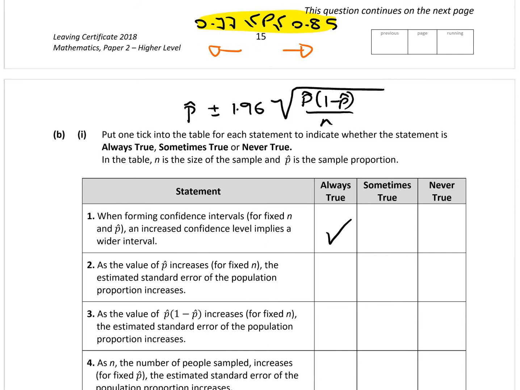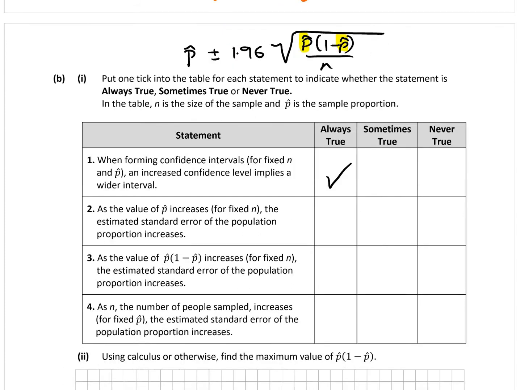As the value of p hat increases for a fixed number n, the estimated standard error of the population proportion increases. Well, we see the p hat is there. P hat is just the sample proportion. The sample proportion will sometimes change, but it won't always change, and it's not that it'll never change. So sometimes it will change, so this has to be a sometimes.